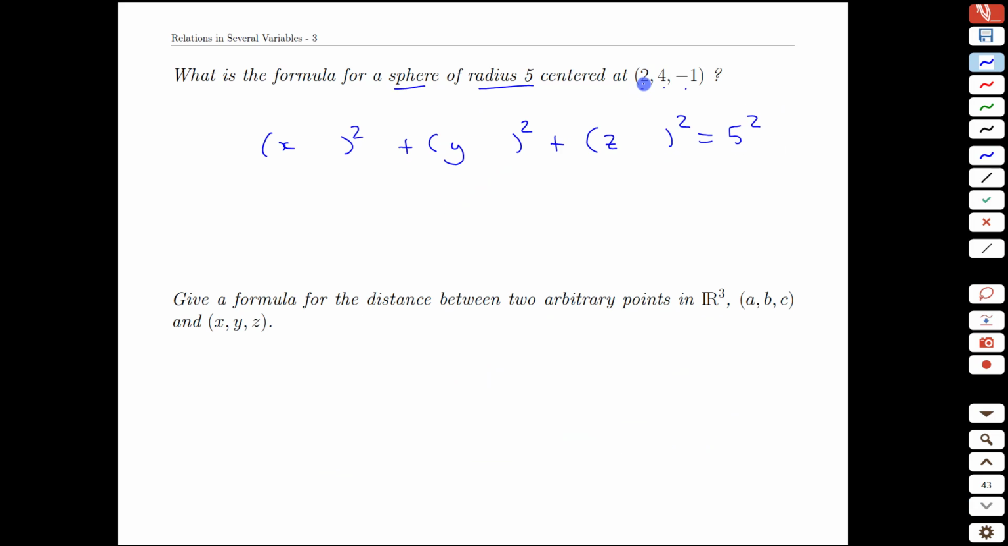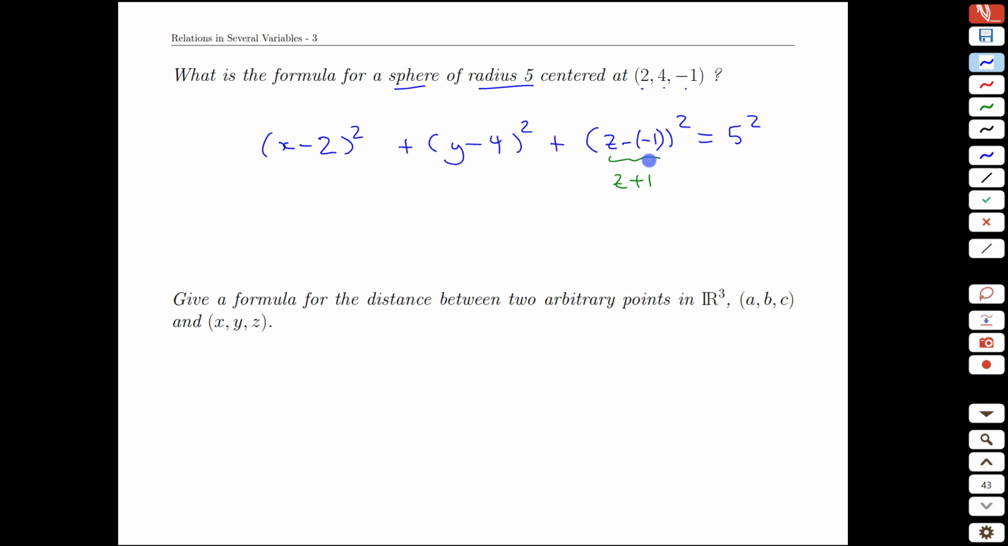But if we're centered at 2, we can use the rationale we used earlier and say we want to measure the distance between x and 2. We capture that with an x minus 2. We want to measure the distance between our point and 4 in the y direction. That distance is going to be literally the subtraction, or the difference, between y and 4. And last but not least, the distance between -1 and our z coordinate is going to be z minus -1, which if you like, you can certainly rewrite as z plus 1.